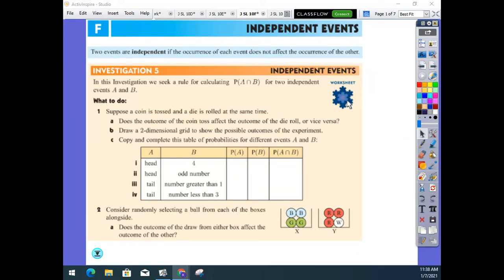This is all about independent events. There's an investigation in your book if you want to work through it to show you the correlation between independent events. Basically, two events are independent if the occurrence of each event does not affect the other.